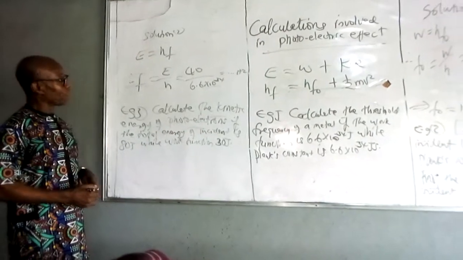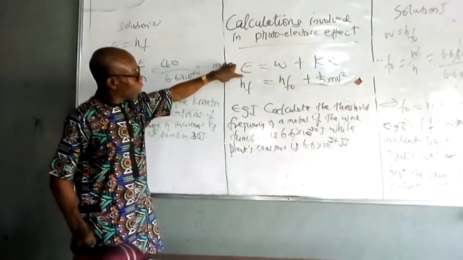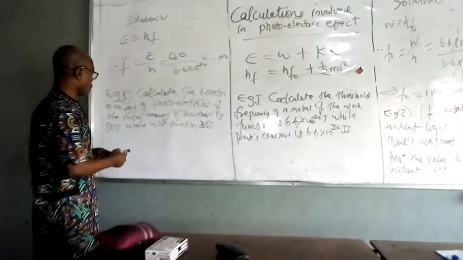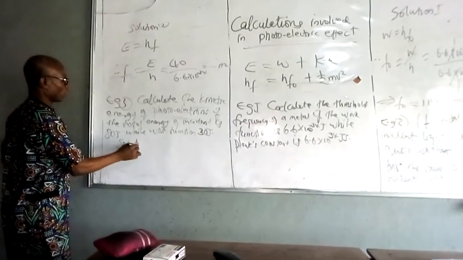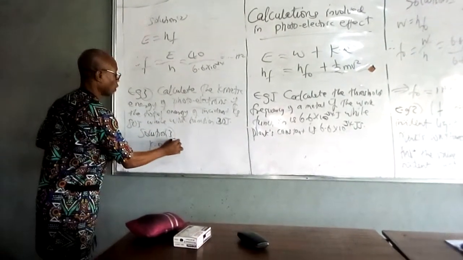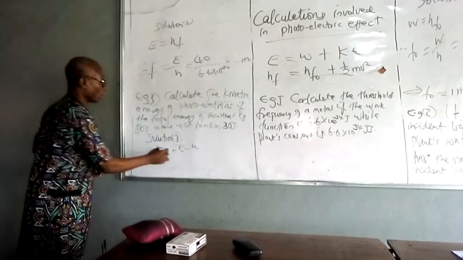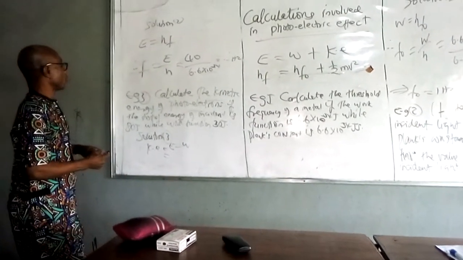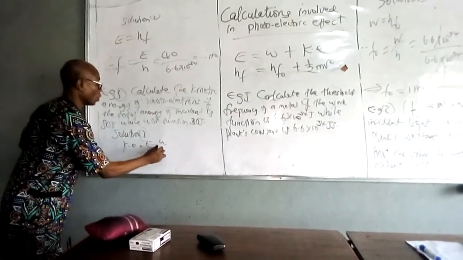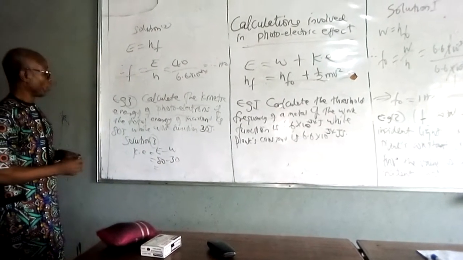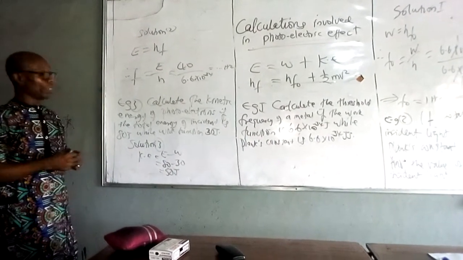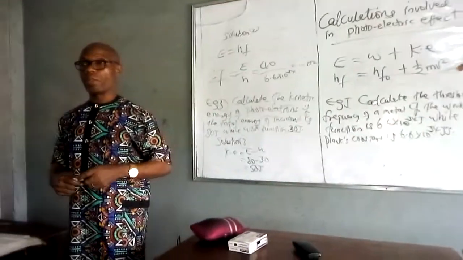In this problem, the whole of this is given, and the whole of that too is given, and we are looking for this. So we make Ke the subject of the formula. So we say solution 3: Ke is equal to E minus W, and E is 80, while W is 30. 80 minus 30 gives us 50. So 50 joules is the kinetic energy of photoelectrons.